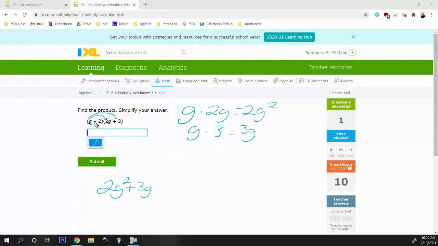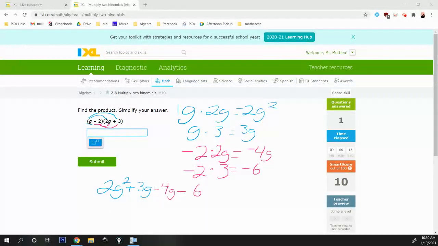Okay, I come back, I grab the second term, which is a minus 2. So minus 2, or negative 2. And we're going to multiply it by both terms over here. So we're going to do negative 2 times 2g, and we're going to do negative 2 times 3. Negative 2 times 2g makes negative 4g, and negative 2 times 3 makes negative 6.